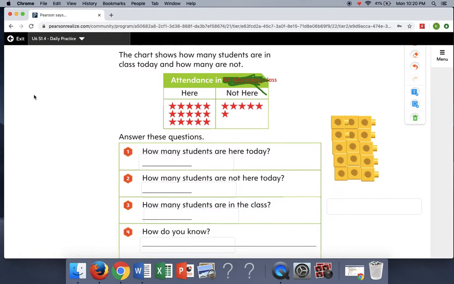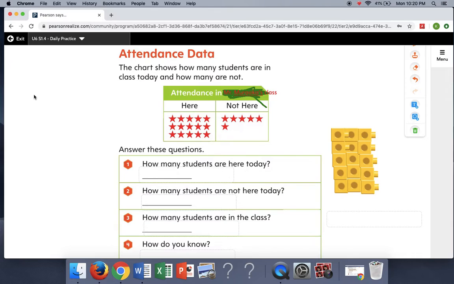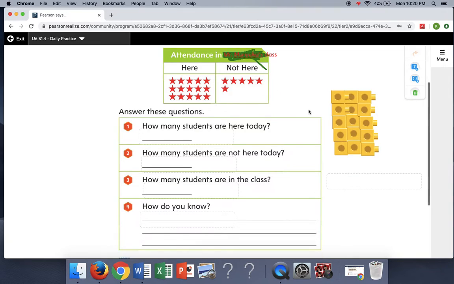All right, welcome back. So, today's question of the day is, the chart shows how many students are in class today and how many are not. So let's look at attendance in Mr. Morocco's class and answer the following question. Number 1, it says how many students are here today?